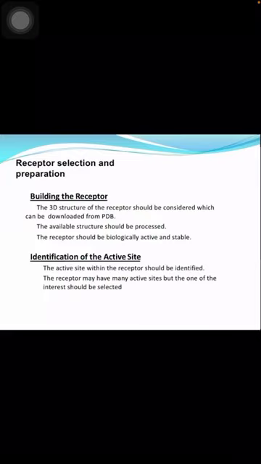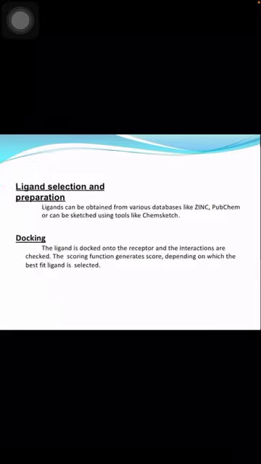First, building up of the receptor. Here the 3D structure of the receptor should be considered, which can be downloaded from the PDB, the Protein Data Bank, and the available structure should be processed. For a proper docking to take place, the receptor must be biologically active and stable. Then comes identification of the active site. The receptor may have several active sites, but the one of interest should be selected.